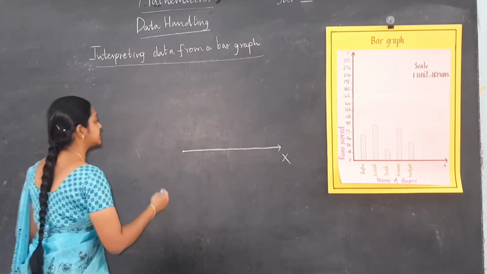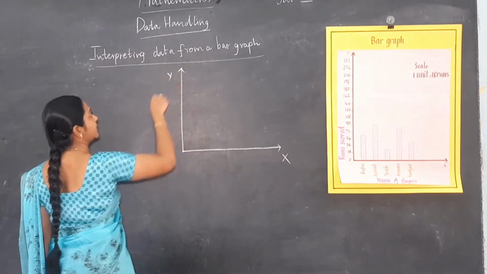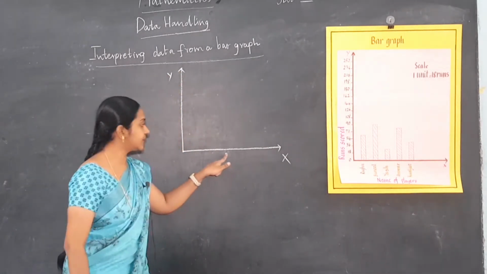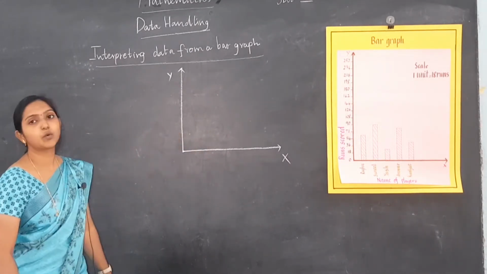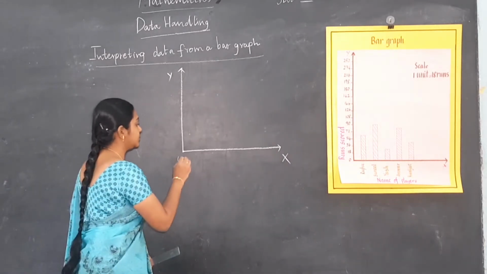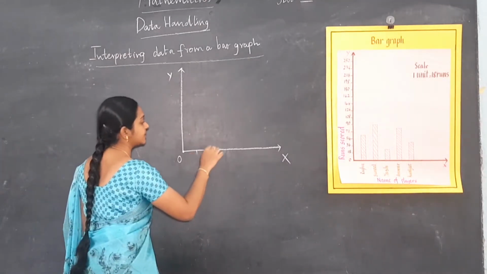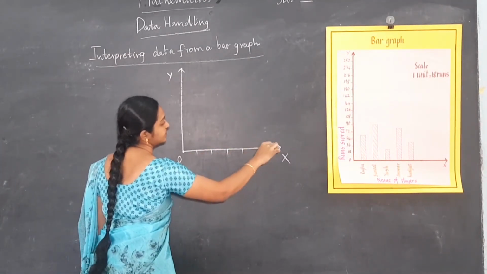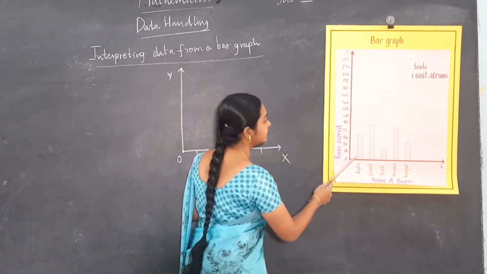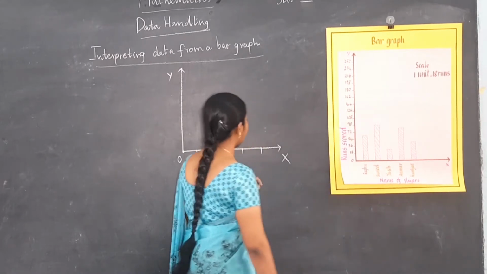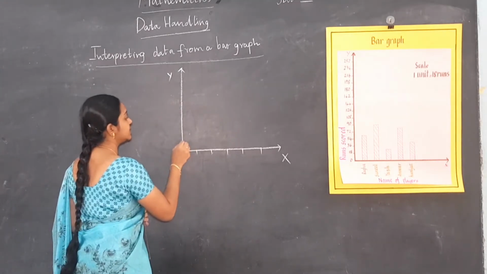The next step is we have to draw a vertical ray. This is the horizontal ray. This is the vertical ray. Draw a vertical ray and mark it as the y-axis. Next we have to indicate 0 here. Next, do the markings equally. The gap in between should be equal. So we have to do the markings equally, the same here.